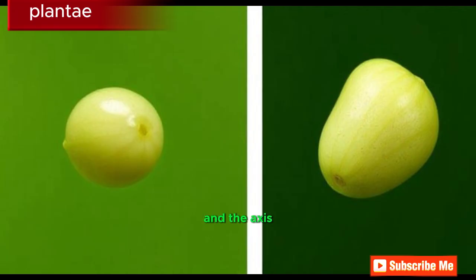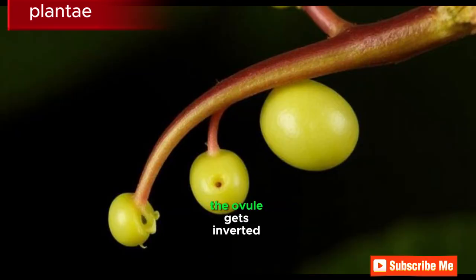5. Circinotropous. The nucellus and the axis remain in the same line in the beginning, but due to rapid growth on one side, the ovule gets inverted. This curvature continues till the ovule turns completely, and once again the micropyle faces upwards, e.g. in Opuntia, Plumbago.